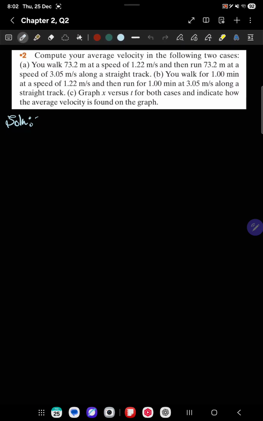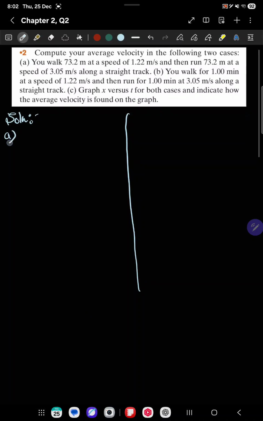Okay, so see what we can do. We can make it into two parts. In the first part we will be solving the A section, and in the second part we will be solving the B part.